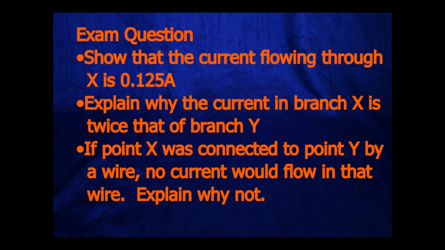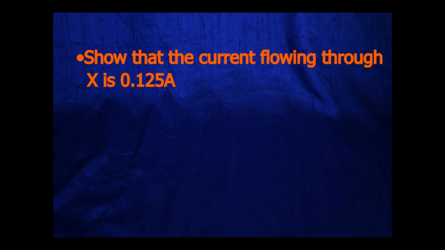The exam question says, show that the current flowing through X is 0.125 amp. Explain why the current in branch X is twice that of branch Y, and if point X was connected to point Y by a wire, no current would flow in that wire. Explain why not.